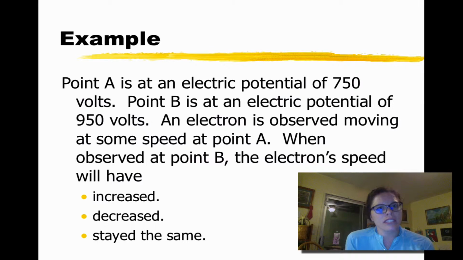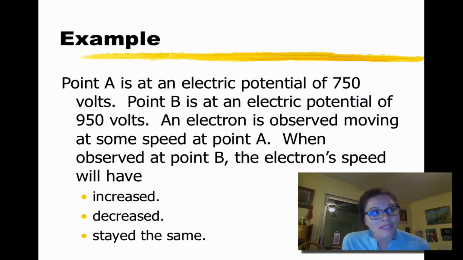So in this first example, point A is at an electric potential of 750 volts. Point B is at an electric potential of 950 volts. An electron is observed moving at some speed at point A. When it is observed at point B, will the electron's speed have increased, decreased, or remained the same?